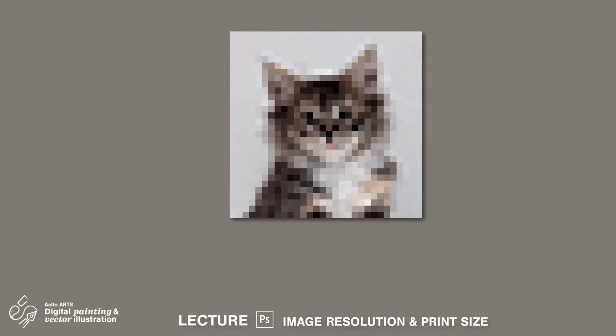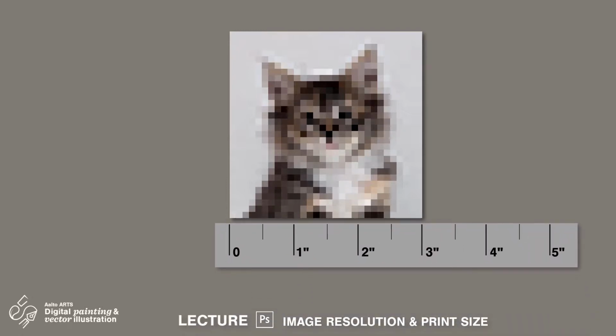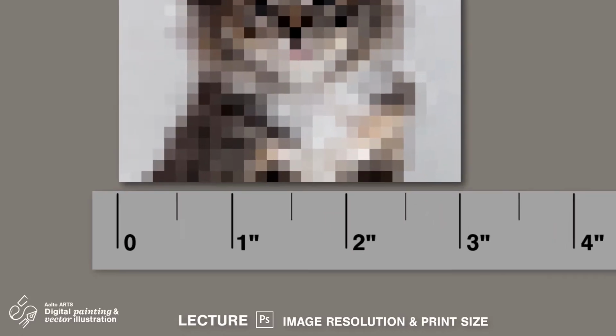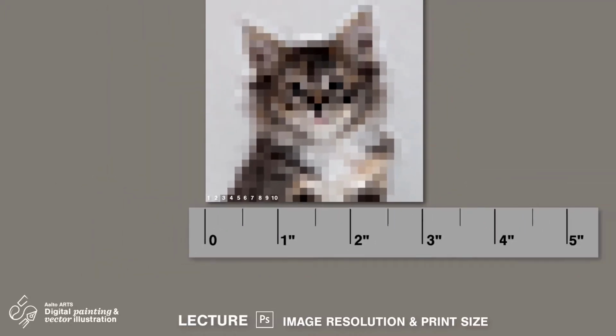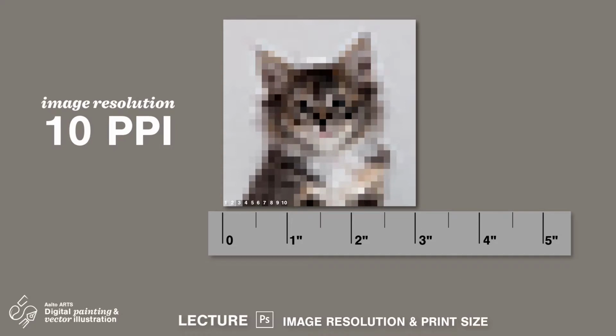Let's have an example of this image that is 30 pixels high and wide. And let's imagine this is a printed image in our physical world. I can examine the resolution by measuring an inch from the image. I will now count how many pixels fit into this inch. We can count 10 pixels in one direction. This means that the resolution for this image is 10 pixels per inch.